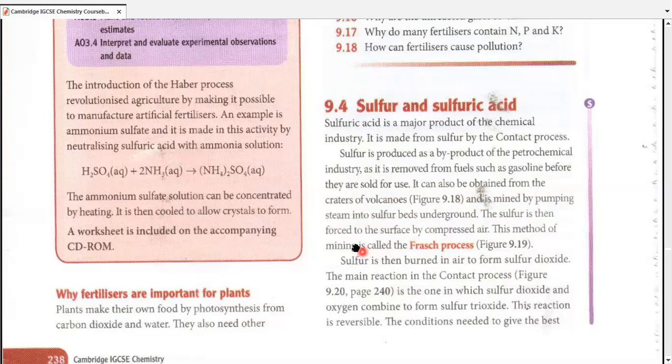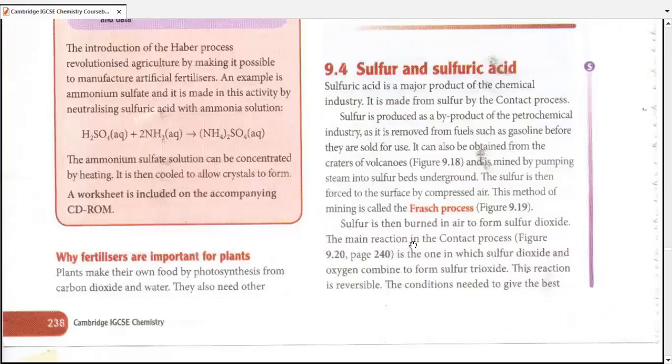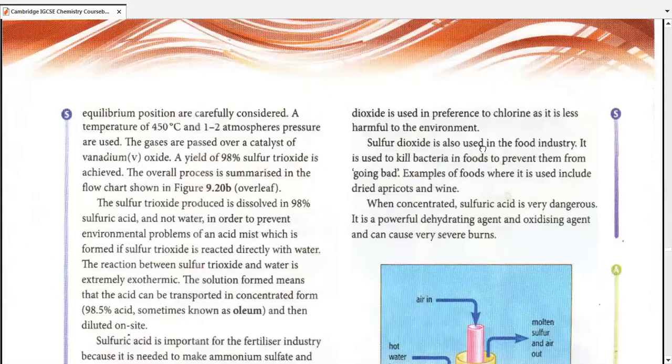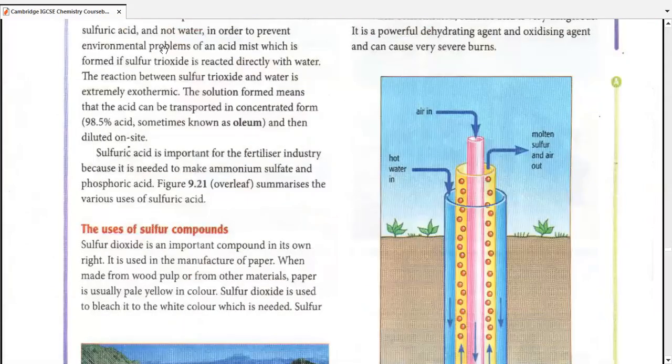The sulfur is then forced to the surface by compressed air. We put compressed air from one side, and it pushes the sulfur all the way to the top from the other side. This method of mining is known as Frasch Process. We're going to study Frasch Process on the next page. Okay, let's come to Frasch Process first. Just a second. I'm going to explain the diagram of Frasch Process first before I move on to the next paragraph. Okay.